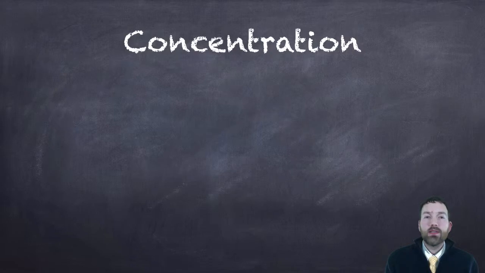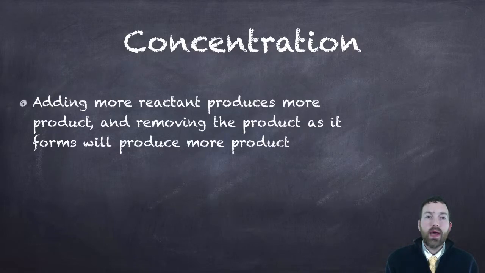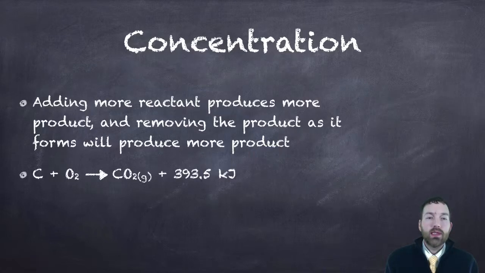So first let's look at concentration. If you add more reactant, you produce more product. And if you remove the product as it's formed, you also produce more product. So let's look at an example here. Carbon plus oxygen makes carbon dioxide and 393.5 kilojoules of energy. If I was reacting this carbon and oxygen and I could pump more carbon into this reaction, the reaction would progress in the forward direction and produce more carbon dioxide.